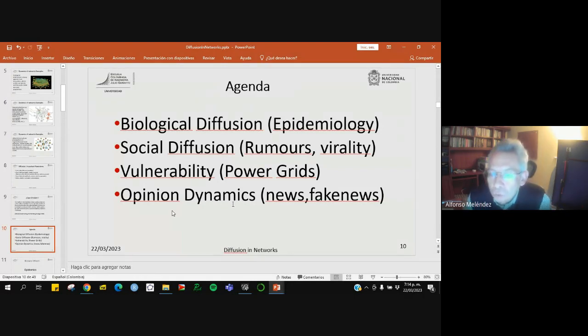What topics are we going to study in diffusion? First, biological diffusion. Historically, it is the first, a very well-known discipline, epidemiology. Later, we are going to see social diffusions, rumors, virality. We are going to discover that there's a very important difference between these two types of diffusion. Vulnerability, in particular power grids, and then opinion dynamics.